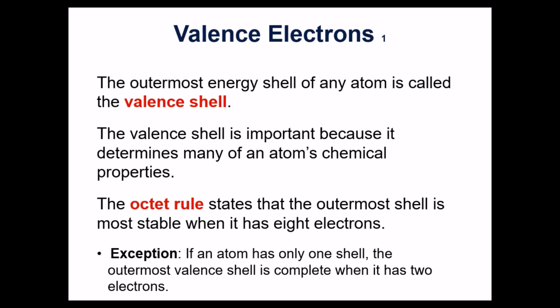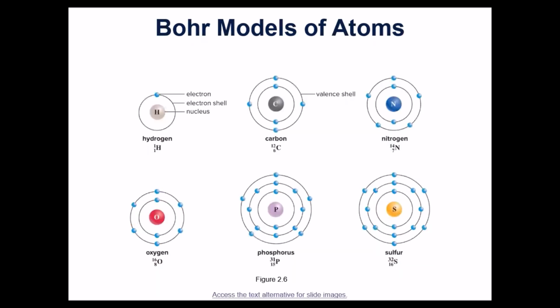Of course, the exception is if the atom only has a single shell, like hydrogen, helium, then remember the innermost shell that it has can only have 2, and so hydrogen would have 1 electron here on its valence shell, its outer shell here, and then helium would have 2.